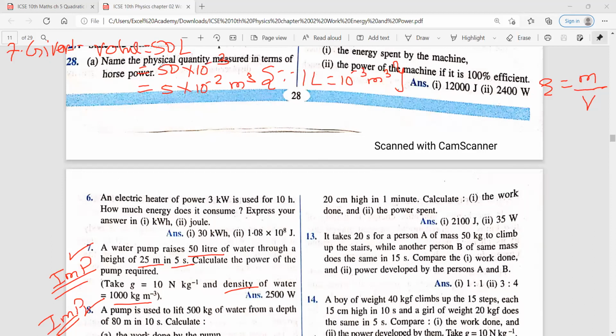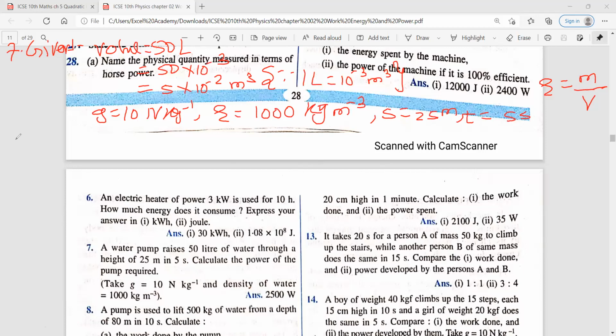Okay. Also, g is given as 10 Newton per kg, and density, rho as it is called, of water is given as 1000 kg per meter cube. You know this value. It's simple. And they have also given height S, displacement 25 meter, and time how much? 5 seconds. And they have asked us to calculate the power of the pump required. Now I'll tell you what to do.